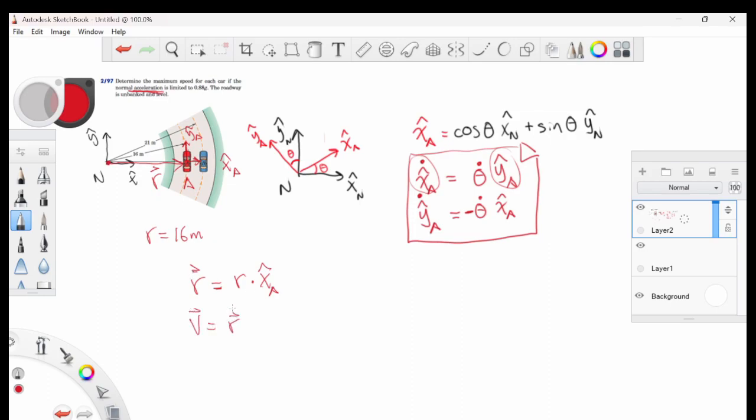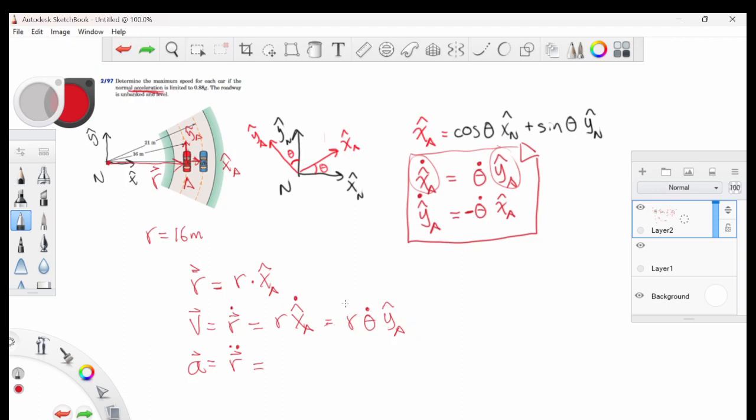Now if we want to find the velocity, that will be the derivative of the vector R, which is R XA hat dot, and then we can use the relation that we found here to replace and find that the velocity is R theta dot YA hat. Now if we do the derivative again to find the acceleration, which is the second derivative of the vector R, we can compute the derivative of this expression.